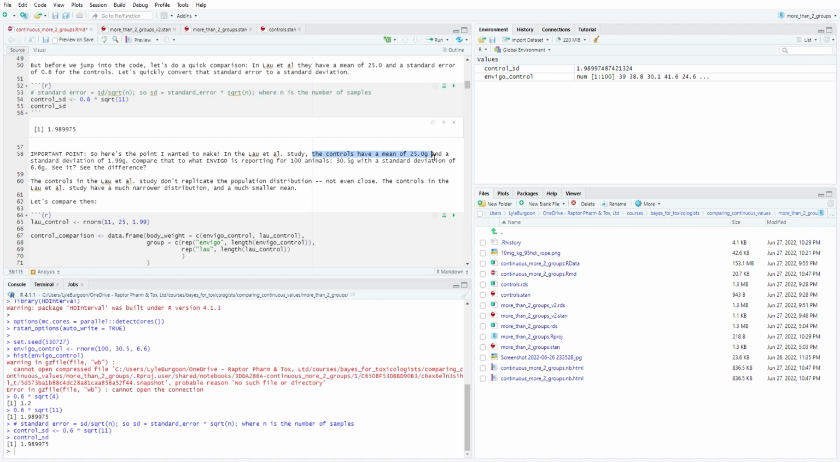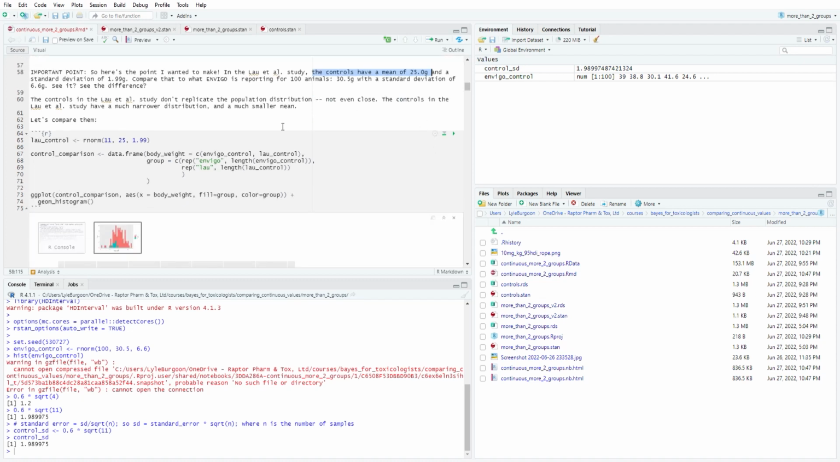So that tells me that the Lau et al. study is not replicating the population distribution very well. I would expect the Envigo data, because we have 100 animals being used, to be much closer to what the population distribution is. What this means in the long run for the Lau study is it's going to be very hard to use it in order to make any kind of statistical inference. So that's one of the things that we need to think about.